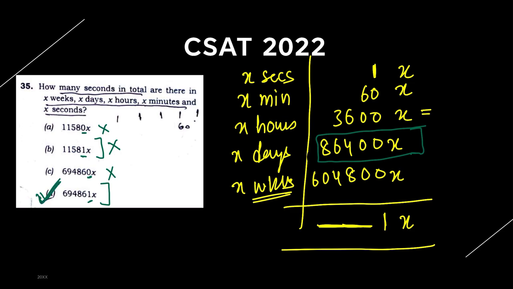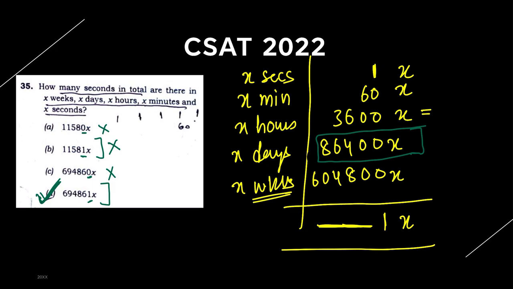How did we do it? The last digit is 1, and after that we have 11,581, but even one day has 86,400. After that we have a lot of weeks as well. So it has to be more than 11,581. So option 4 is the answer.